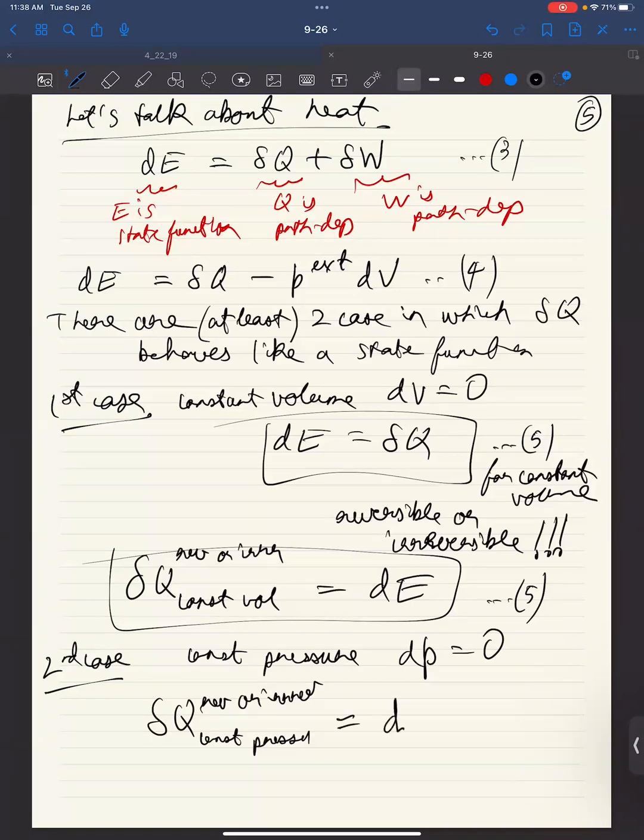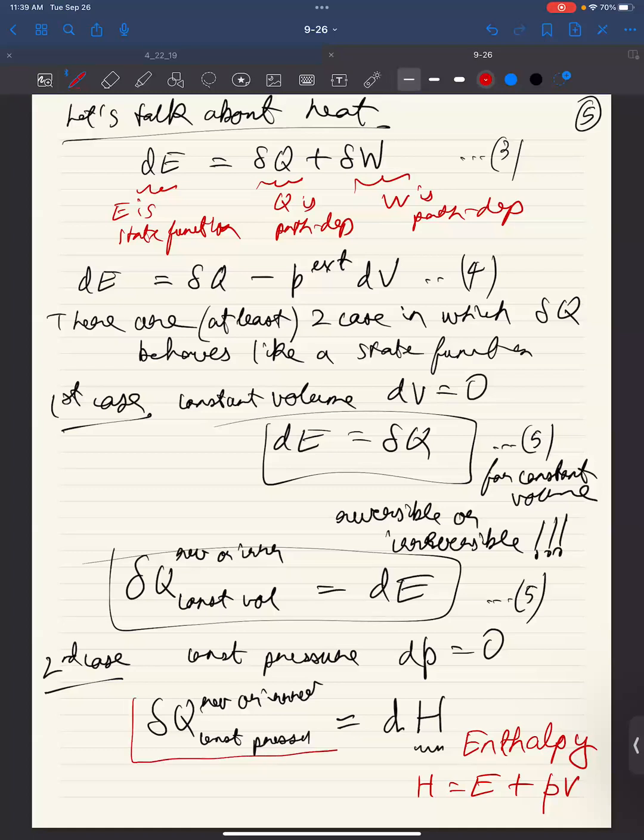This one happens to be d of something we call H. This H is the first time we are seeing enthalpy in our course. H is defined as E, the internal energy, plus pressure multiplied by volume. Is H a state function? It is, right? Because E is a state function, P is a state function, volume is a state function, at equilibrium. So H itself is a state function. So that is the main message from today's class. And we are going to prove this in a moment. We haven't proved this yet.